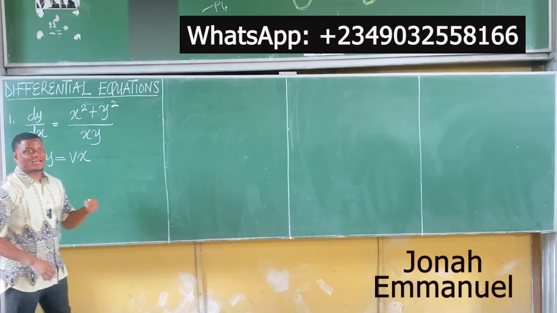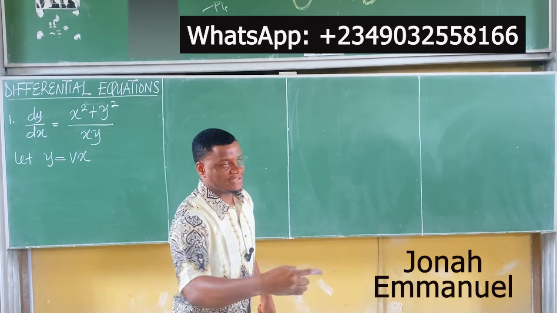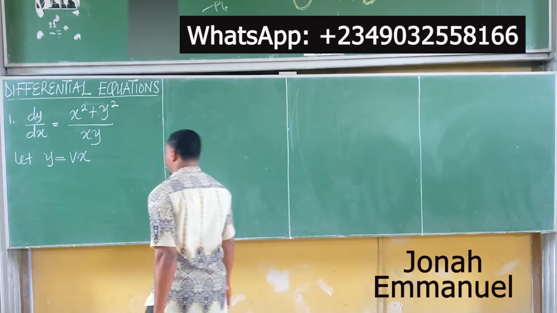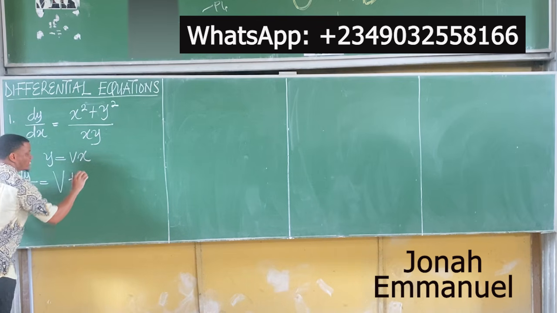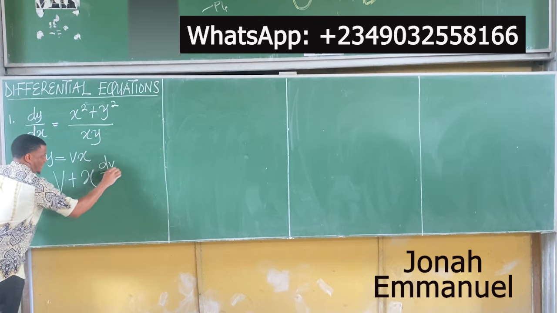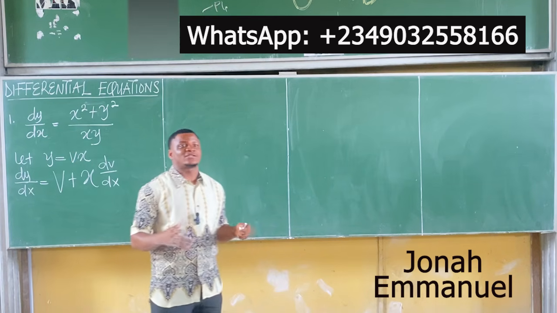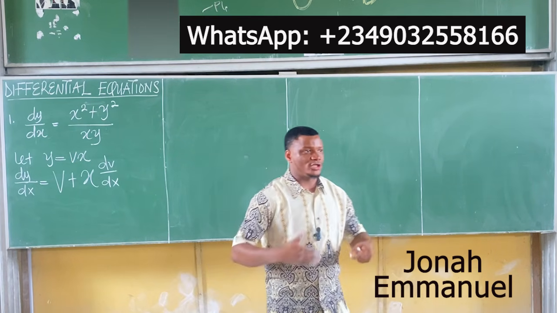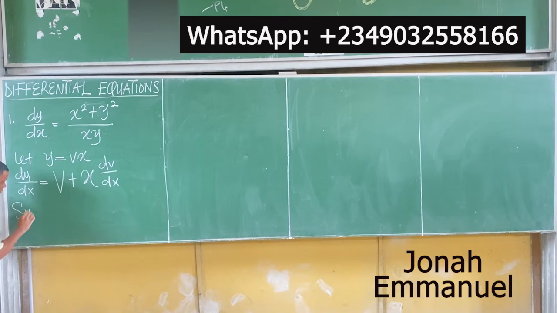Obviously, because I cannot move y and dy to the left hand side and x and dx to the right hand side. So let y equal to v of x. We've done this before. If you use the product rule, dy/dx equals v plus x dv/dx. All right. At this point, your next task is to substitute.